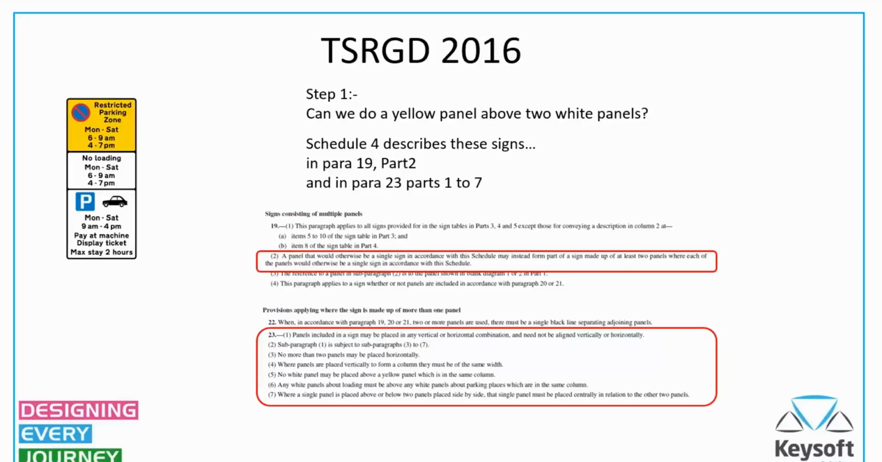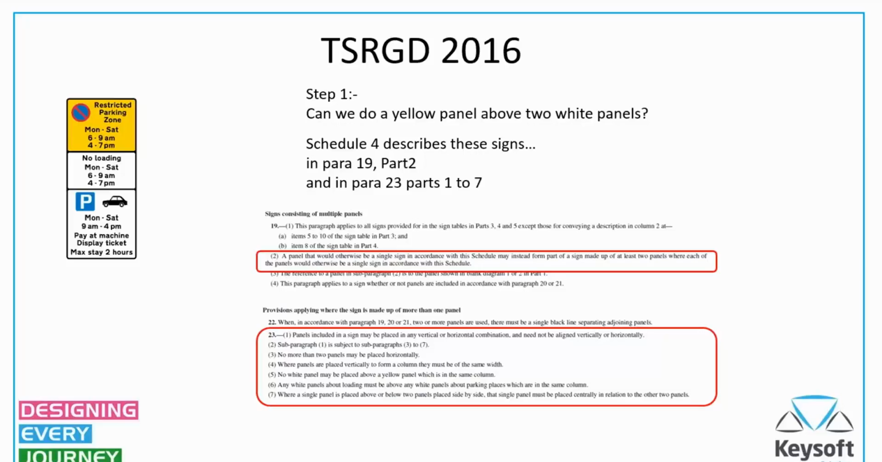That's exactly where I was going to. Okay. Paragraph 23, parts 1 to 7. It says the panels may be placed in any combination vertically or horizontally, subject to paragraphs 3 to 7. And it says no more than 2 panels horizontally. So that to me means no more than 2 columns. Where panels are placed vertically, they should be of the same width.